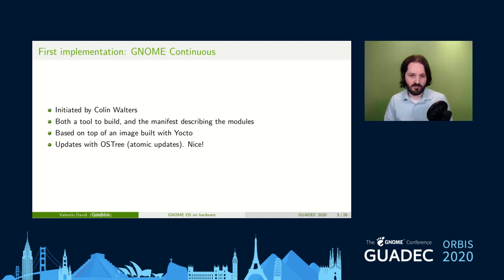GNOME Continuous is several things. It's a tool to build GNOME OS, and it was also the manifest that describes how to build it. It was based on an image that was built with Yocto, so it didn't build from the bottom.